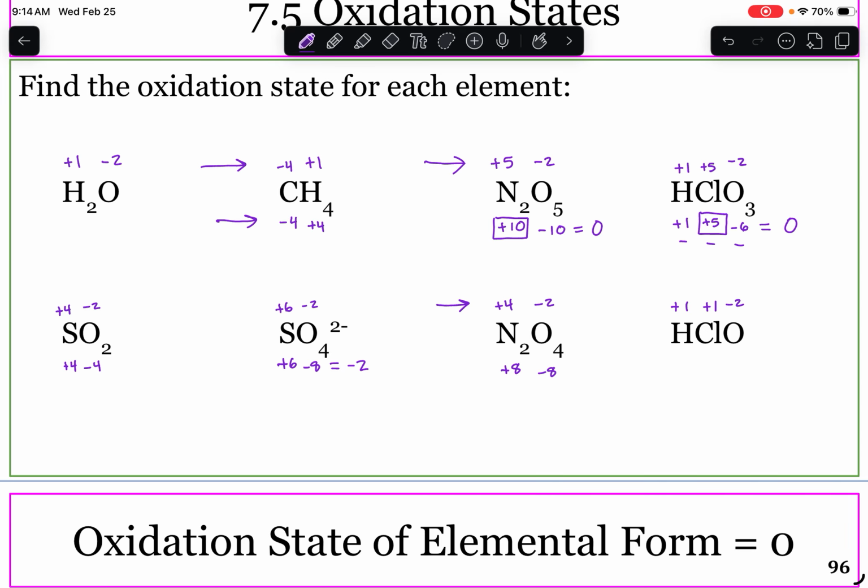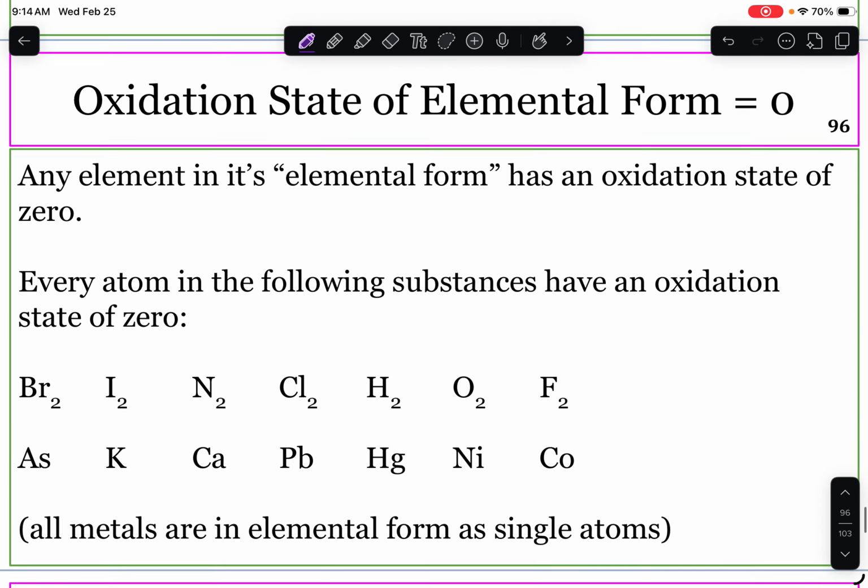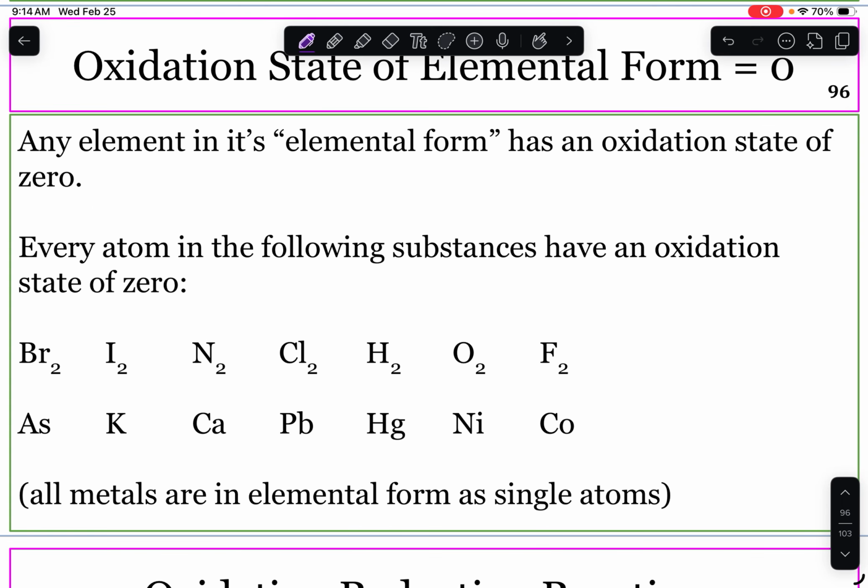assign oxidation states for an element in a molecule, let's go ahead and look at the elemental form a little bit more. So an atom or a substance that is in elemental form has an oxidation state of 0. Any of our metals, here are some metals, certainly not an exhaustive list, exist as one atom by themselves. So when you see just one lead or one calcium in a chemical reaction, its oxidation state is 0. This is elemental form.